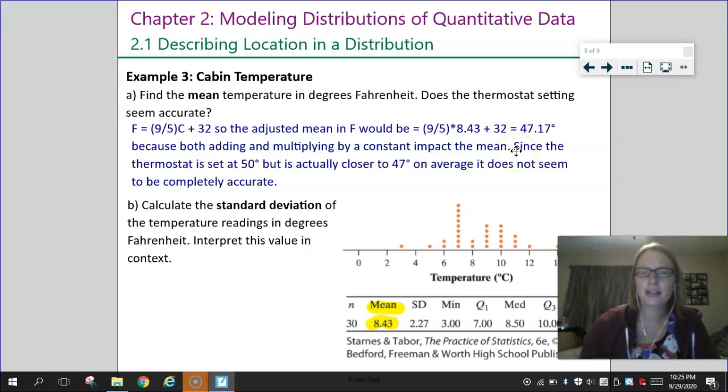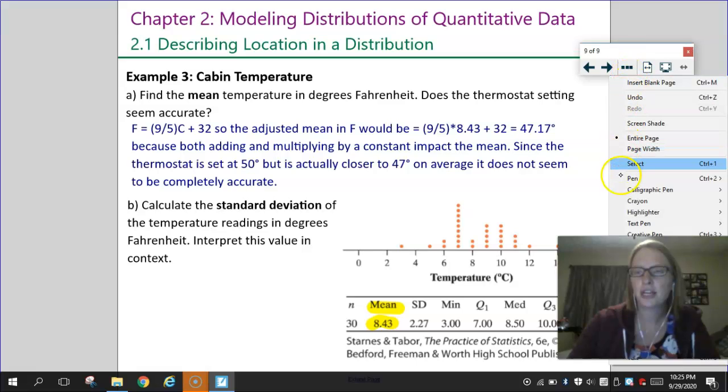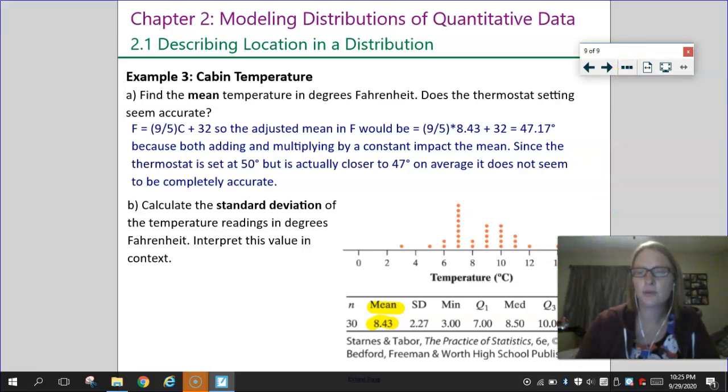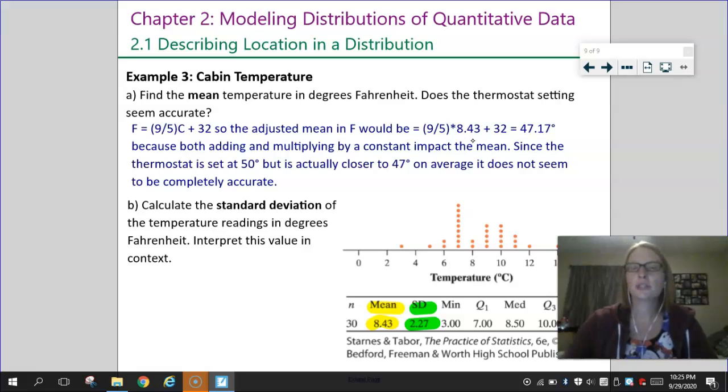Next, let's calculate the standard deviation. So notice that the standard deviation in Celsius is given to us in our summary statistics as 2.27. Now, when I go to use this equation, I know that measures of spread only change when I multiply. Measures of spread do not change when I add. So instead of using this entire equation, I'm only going to use the part of the equation that multiplies, which is the 9/5 C.